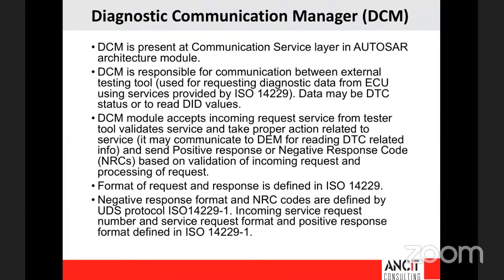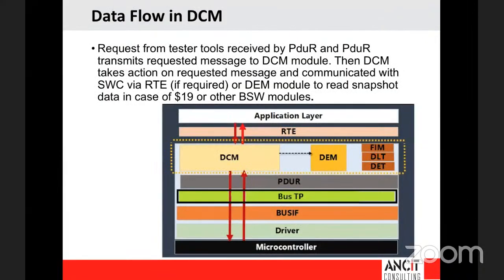So it goes like this. The request comes from the tester. The tester is the client, and this is your server. The server is the one who is going to respond to this request. So the data has to go from the client to the server through the CAN bus.